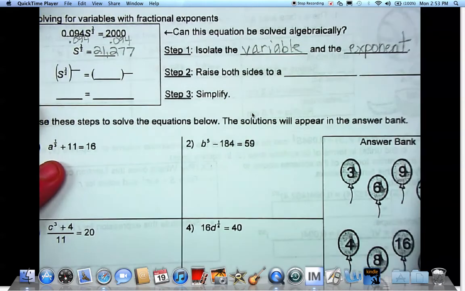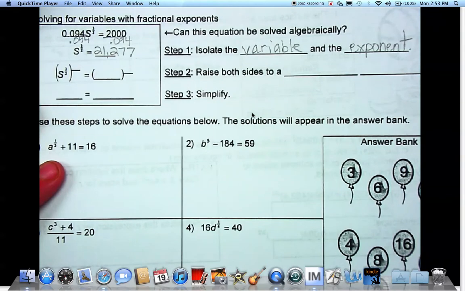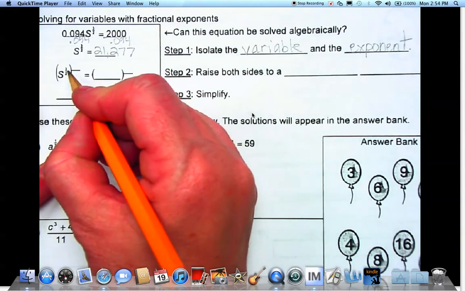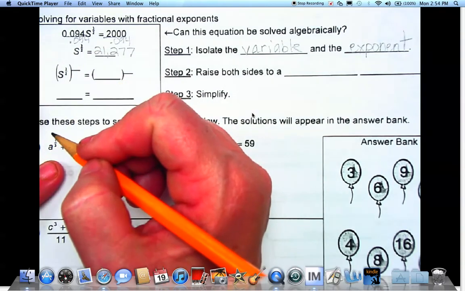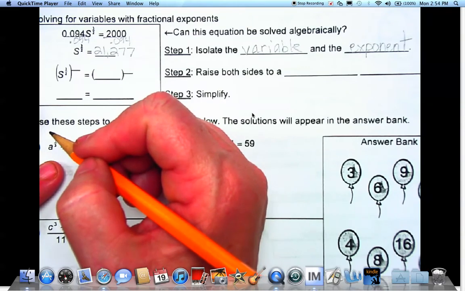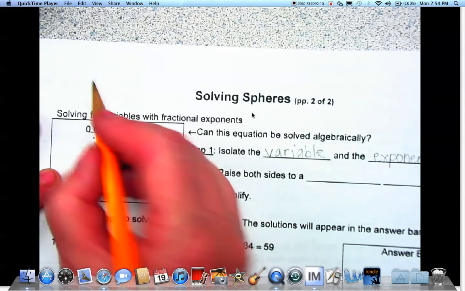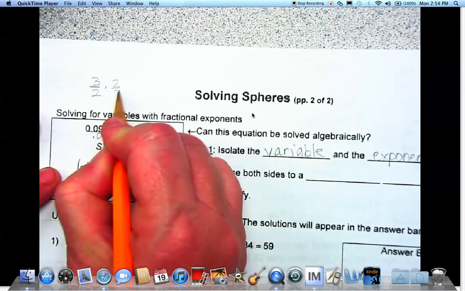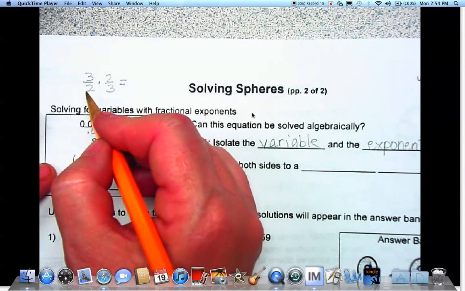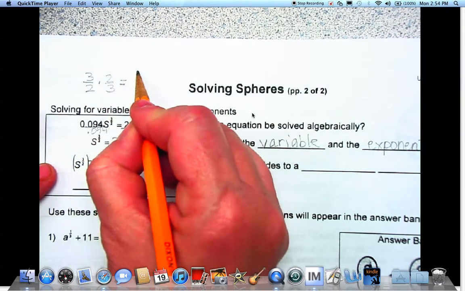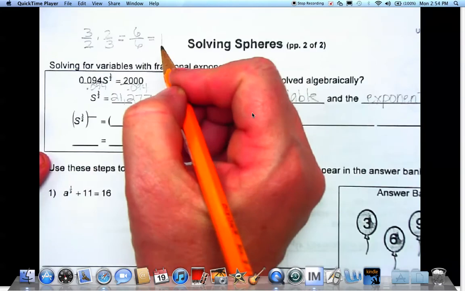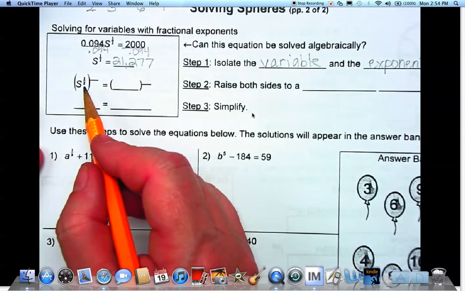Okay, so now that we have the variable and the exponent isolated, s to the 3 halves, we want to get rid of the 3 halves. How can we get rid of the 3 halves? Times it by 2/3. Would that work? So what happens when you do 3 halves times 2/3? The 3's cancel and the 2's cancel, don't they? Or what's 3 times 2 and 2 times 3? That equals 1. And we end up with s to the 1.